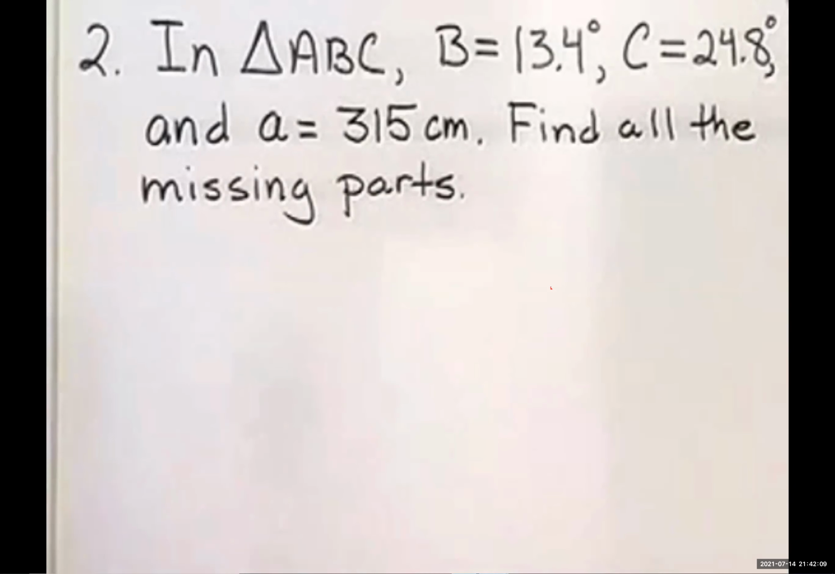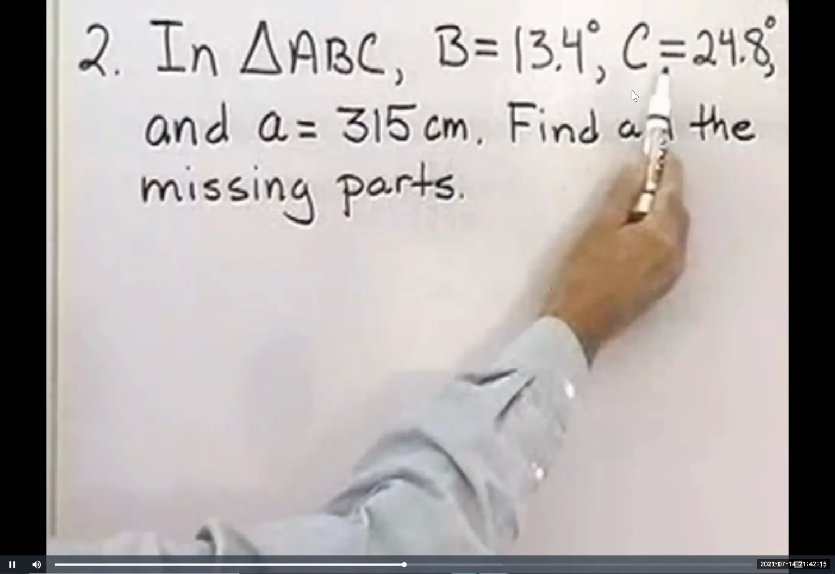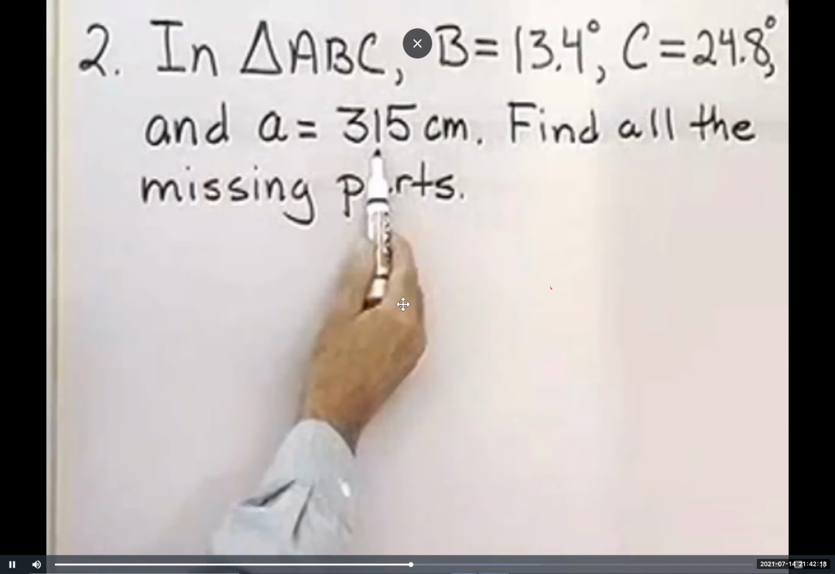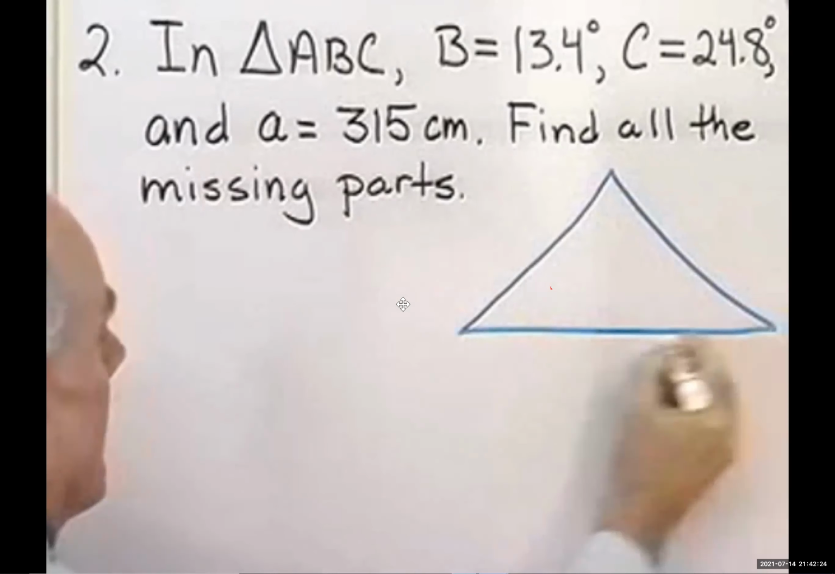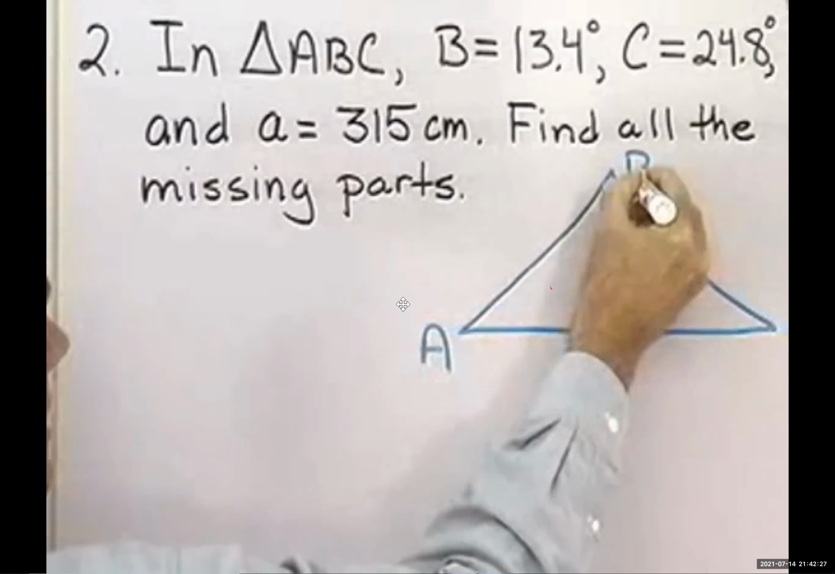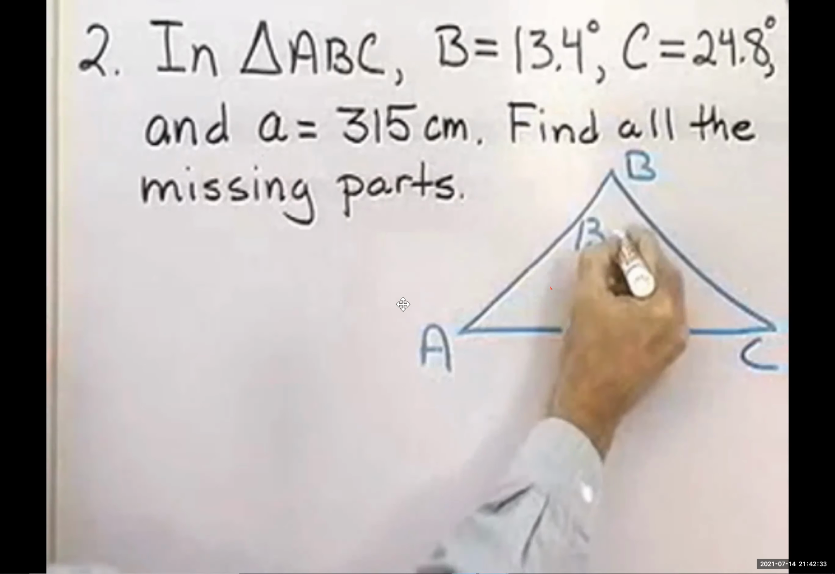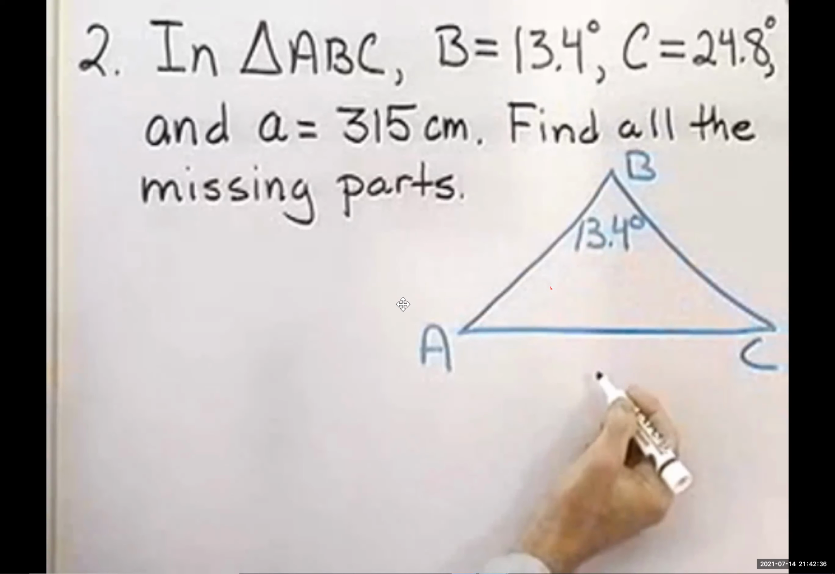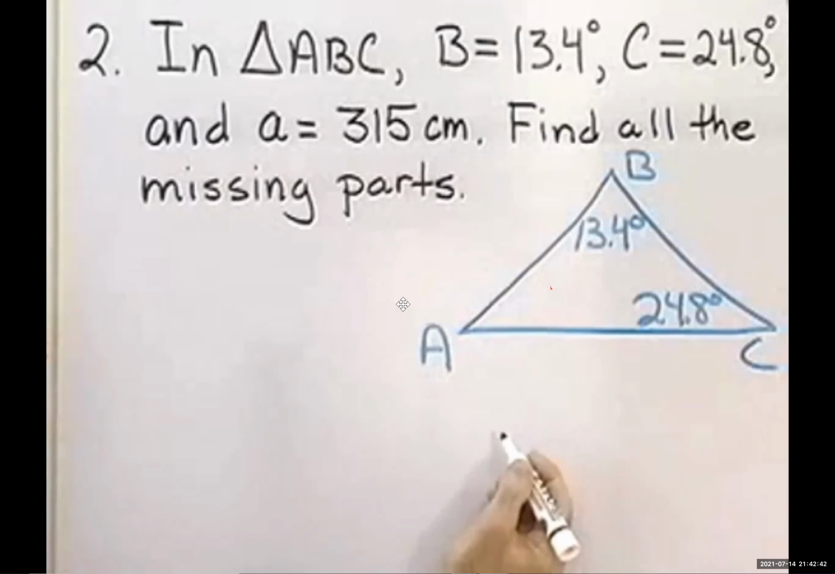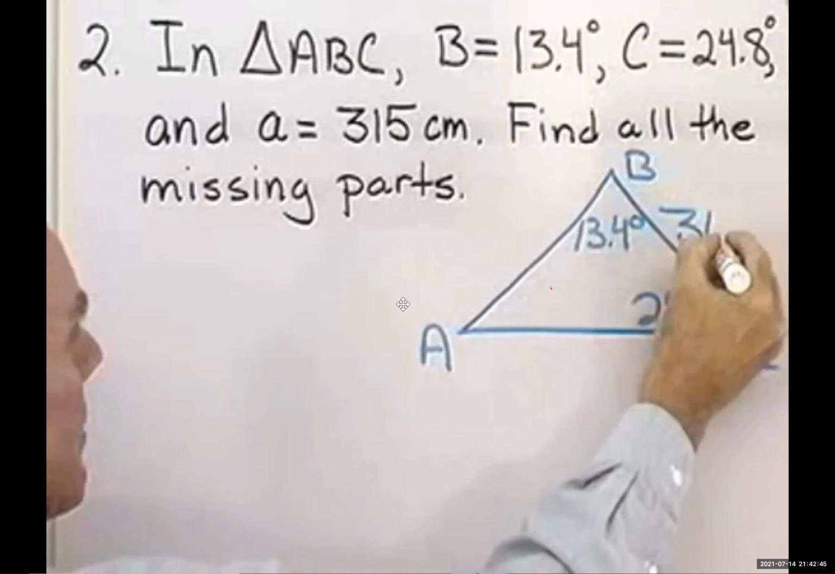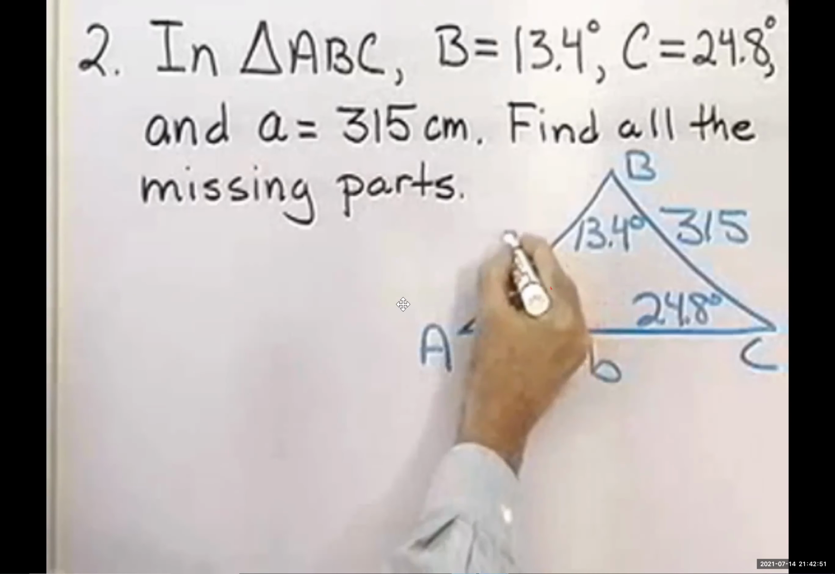We have triangle ABC with angle B is 13.4 degrees, angle C is 24.8 degrees, side A is 315 centimeters, and we want to find all the missing parts. So again, I'm going to draw a triangle here for reference. Doesn't have to be accurate. I'll label it A, B, and C. Now, angle B is 13.4 degrees, so I'll put 13.4 degrees right here. Angle C is 24.8, so I'll put 24.8 degrees here. And then side A is 315 centimeters, so I'll put 315 right here. So I need to find angle A, I need to find side B, and I need to find side C.